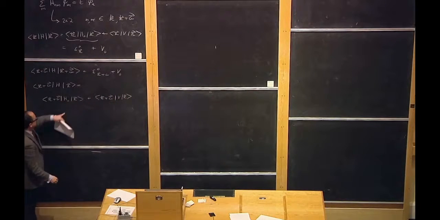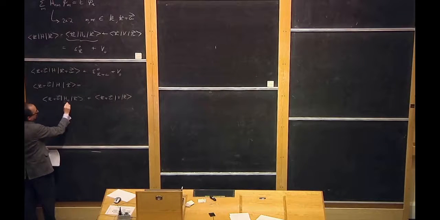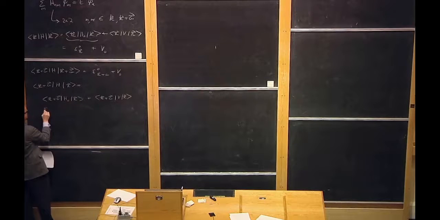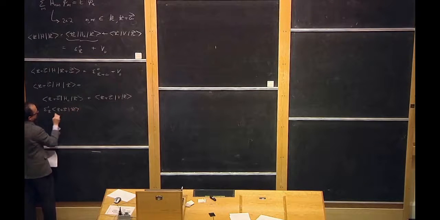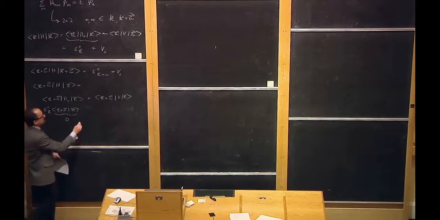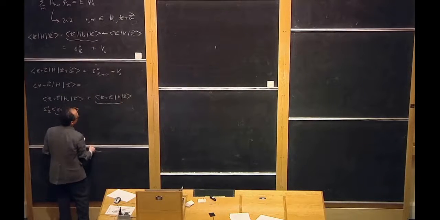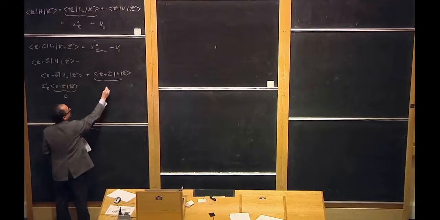Well, the first part is easy, because |k⟩ is an eigenstate of H₀, so we can just pull out an E₀(k) and get ⟨k+G|k⟩. But this is 0 because these are 2 orthogonal plane waves. So that first term is 0. The second term is what we've defined as being V_G.